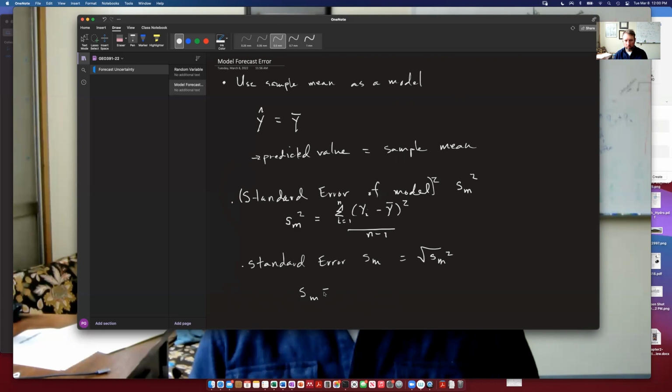And so this is equal to the square root of 1 over n minus 1... I'm just going to rearrange this a little bit. Okay, so I can figure out the standard error of the model by taking all my observations, say 20 observations, subtracting the mean from that, squaring it, dividing it by n minus 1, and taking the square root of that total value. This gives me the standard error of the model.